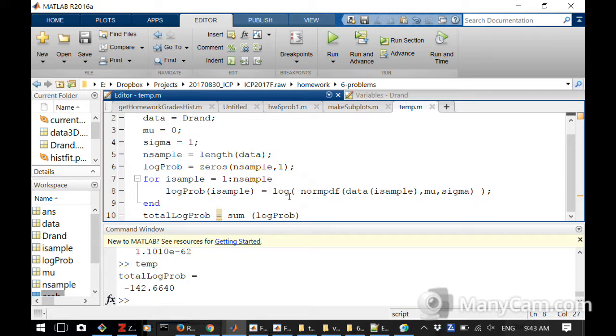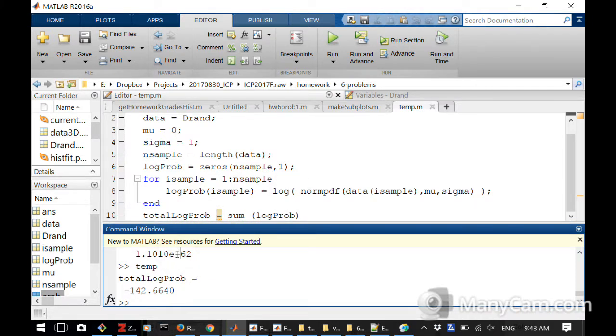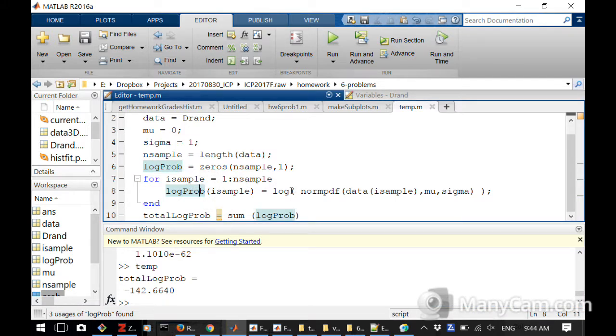So I see what happened. See, this number is 10 to the power negative 62. But we took the log of it, and now we have 142. Why does this happen? We took the log, so it should give us negative 62. Why is the number different? Yes, exactly. The problem is that we used the wrong base.